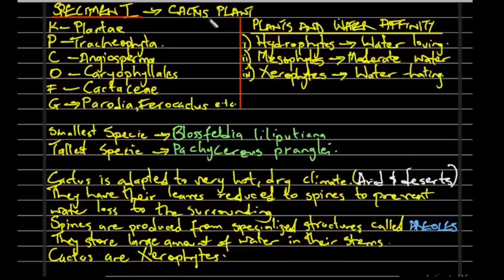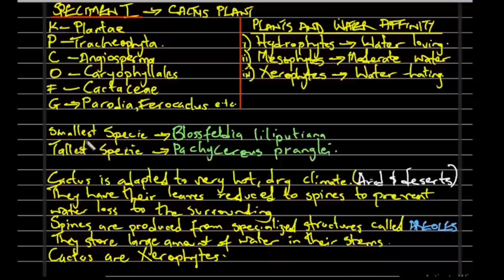Our specimen one is the cactus plant, and we have its classification looking like this. You have Plantae as the kingdom. The phylum is the Tracheophyta. It belongs to the class Angiosperma. The order is the Caryophyllales, and then we have the family to be the Cactaceae. Now looking at this, we'll be talking about different genera, we have the Parodia, we have the Ferocactus, etc. All of these are genera that we are looking at for this particular crop.